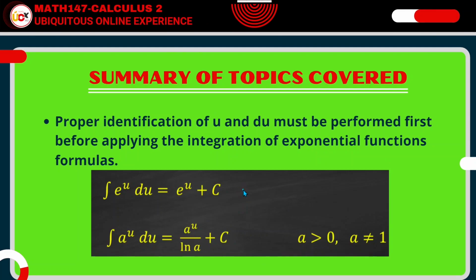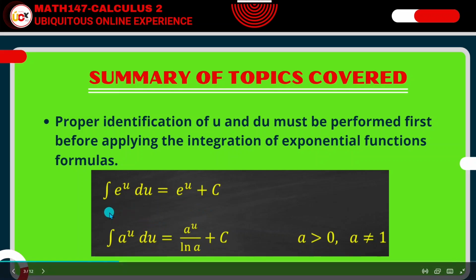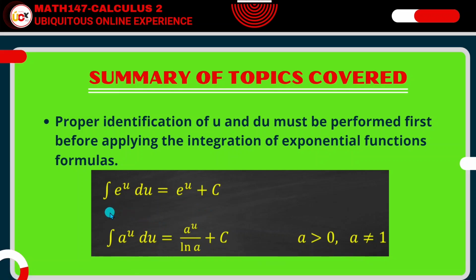Another lesson that we learned from this module is proper identification of u and du must be performed first before applying the integration of exponential functions formulas. Like number 1, the integral of e to the u du equals e to the u plus the constant C. Second, the integral of a to the u du is a to the u over the natural log of a plus the constant C, provided that a is greater than 0 and a is not equal to 1.